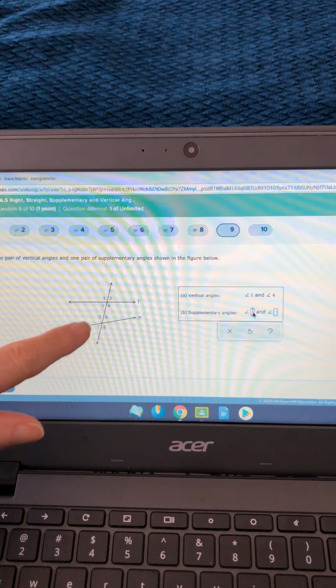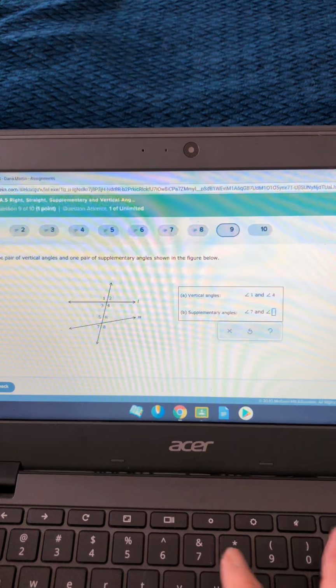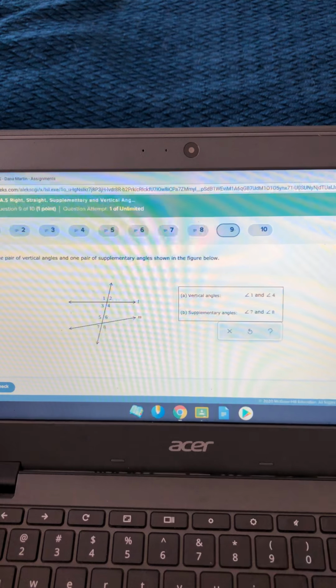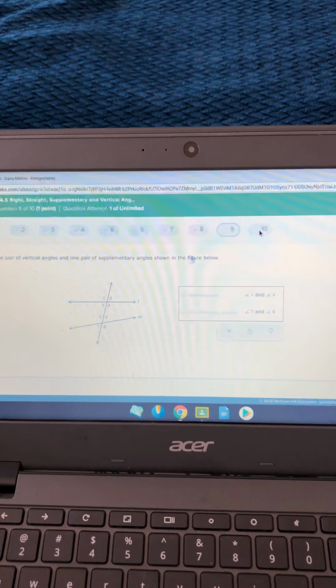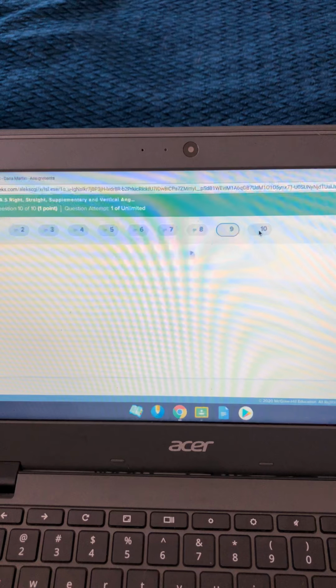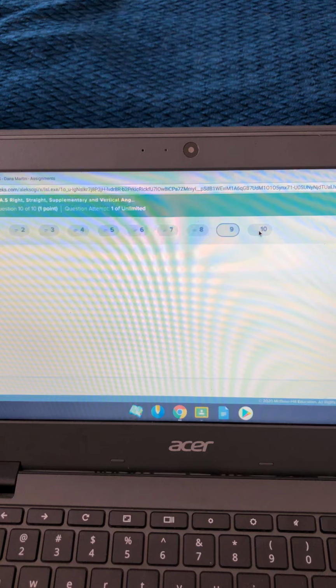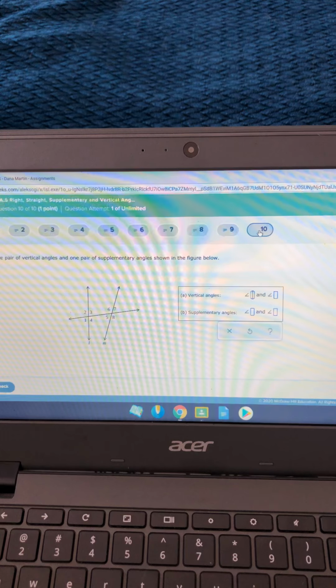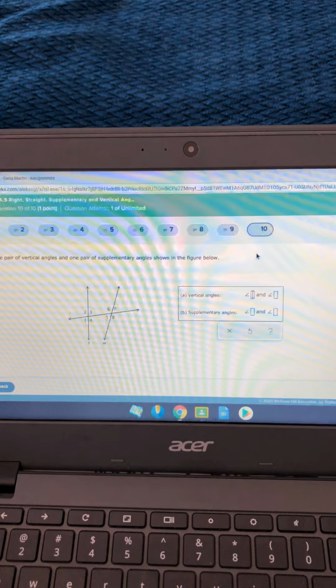Okay. What did I say for supplementary? 7, 8 or 8, 7, whichever one. Either it'll give you credit either way. All right, last one. And again, it's going to be the same. Vertical and supplementary. Vertical angles, opposite angles are congruent. They are the same. And then for supplementary, they are 2 adjacent angles adding up to 180.